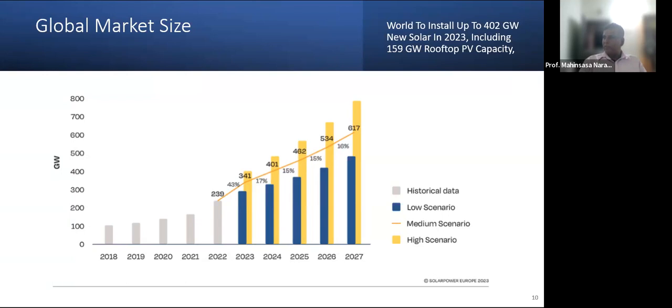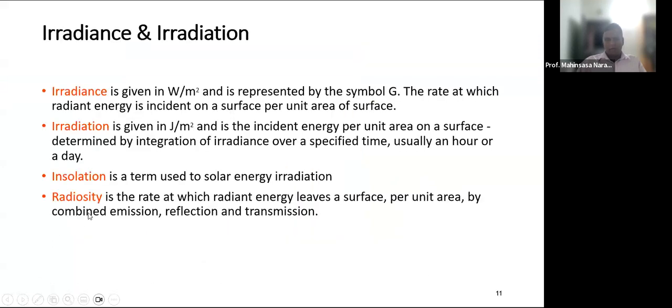Rooftop solar in 2023 is 159 gigawatt hours. That's the present figure. Now, shall we talk a little bit about some terminology that we're going to use in these lessons?